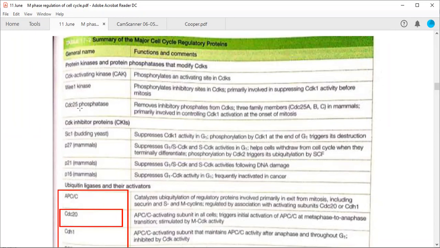Then this is a phosphatase, CDC25, and this kinase Wee1 and this CDC25 phosphatase have opposite functions, because Wee1 is phosphorylating your inhibitory threonine or tyrosine positions, whereas CDC25 is removing all the phosphates from those positions which are inhibiting CDK1. And there are three members in this family, A, B, C, found in mammals. We have seen A and C yesterday.